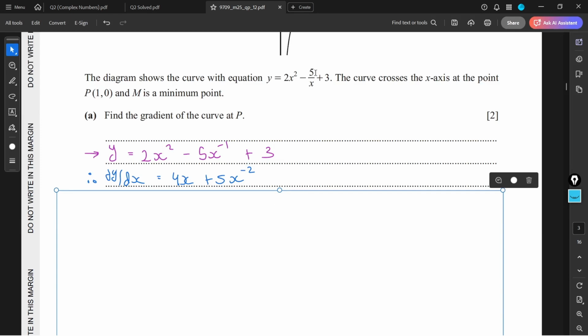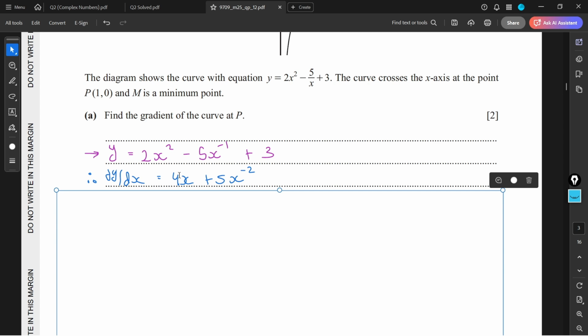First of all, I've just rearranged this 5 by x as 5x to the power of negative 1 so that I can easily differentiate it with the help of the power rule. Differentiating 2x squared, I get 4x to the power of 1. Differentiating this, I'll get positive 5x to the power of negative 2. And the differentiation of a constant is 0, so that's why I have not written it down over here.